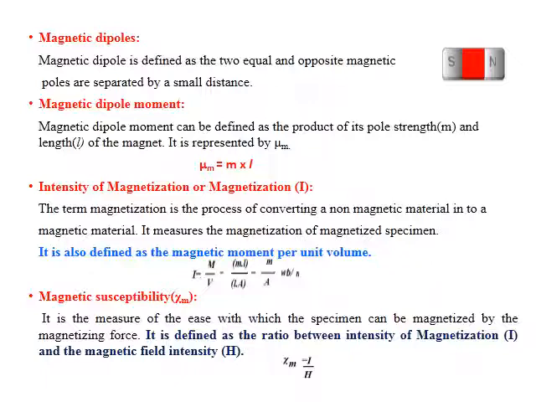Next, magnetic susceptibility. This parameter gives you an understanding of how much these materials are capable of accepting the supplied magnetic energy. It is defined as the ratio between intensity of magnetization and magnetic field intensity, I and H.